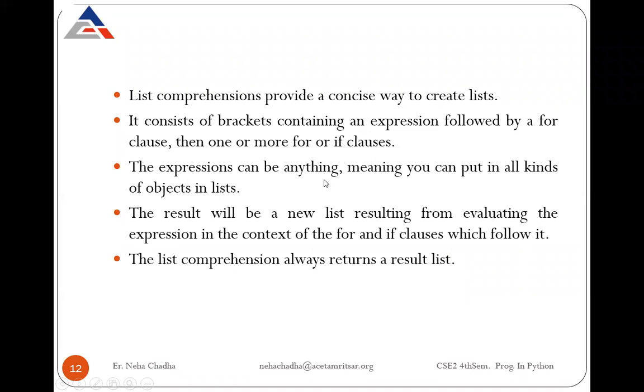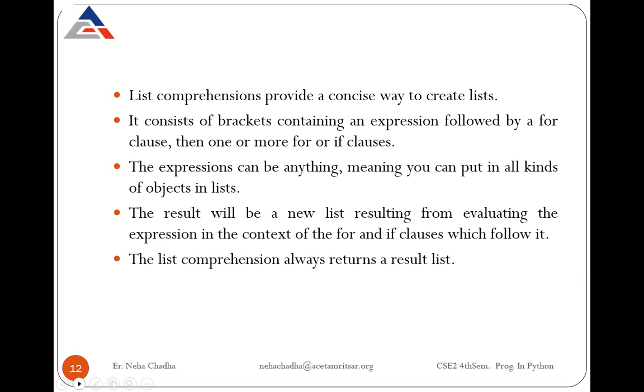The expression can be anything, meaning you can put all kinds of objects in a list. It depends on you which type of operation you are going to perform here. The result will be a new list resulting from evaluating the expression. Your expression will be evaluated taking into consideration your for loop and your if clauses, what condition you have given and how many iterations you have given. The list comprehension always returns a result list.